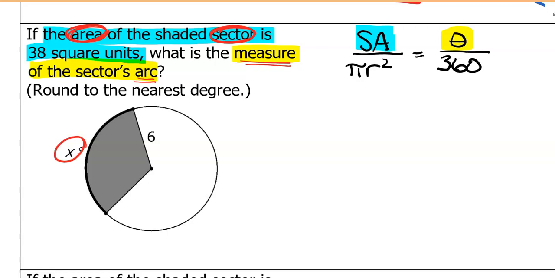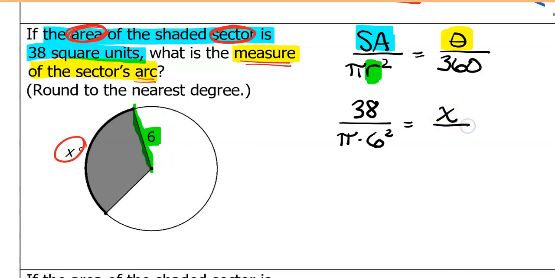but we don't know it. What we do know from the picture is a 6, which is clearly the radius. So let's take that information and just plug it in. So in blue, the area of the shaded sector is 38 square units over pi times radius squared equals theta, something in degrees, which I don't know, out of 360.